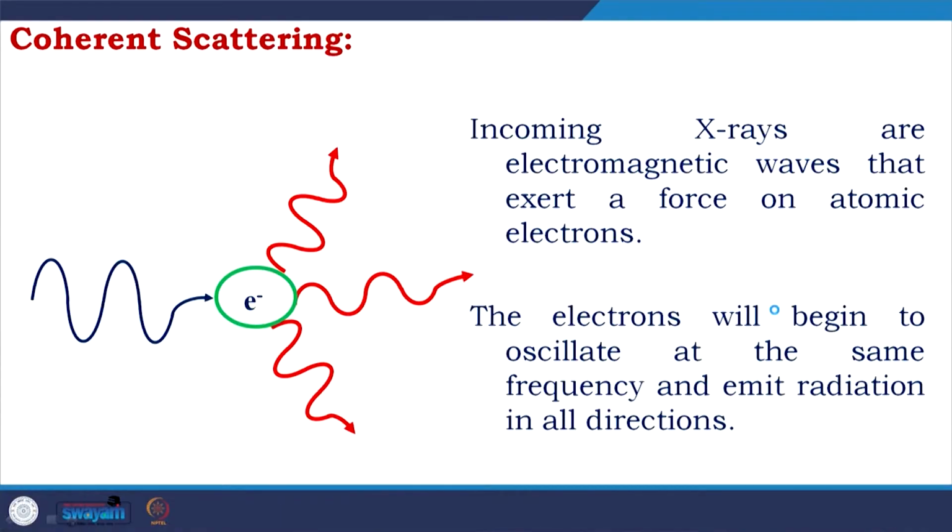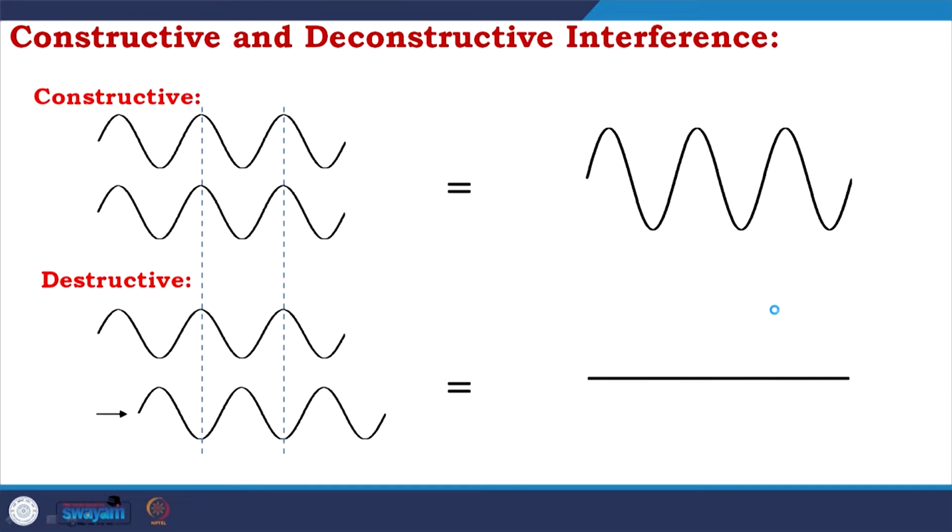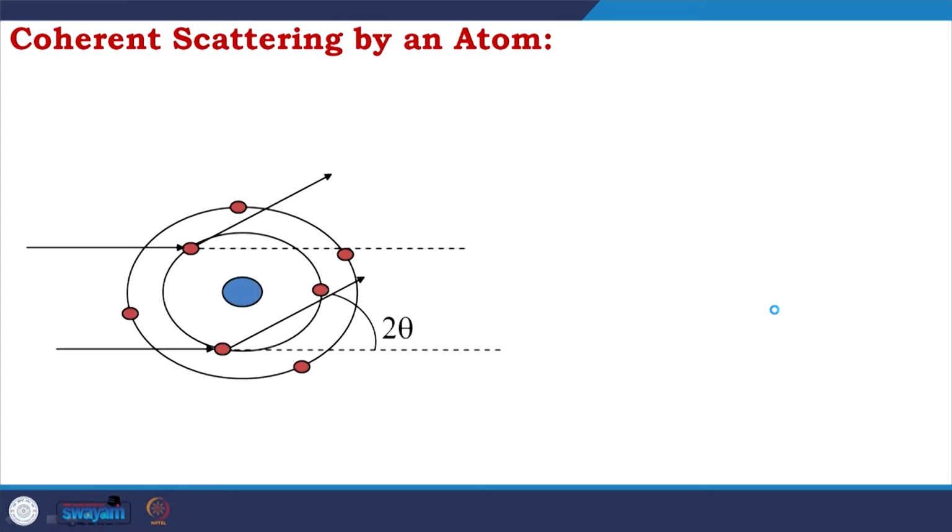We could make the model, we will see that. The electrons will begin to oscillate at the same frequency and emit radiation in all directions. So, in coherent scattering, there are constructive and destructive interference, which, as you all know, is the property of any wave. When they are in the same phase, they are constructive. When they are in opposite phase, they are destructive.